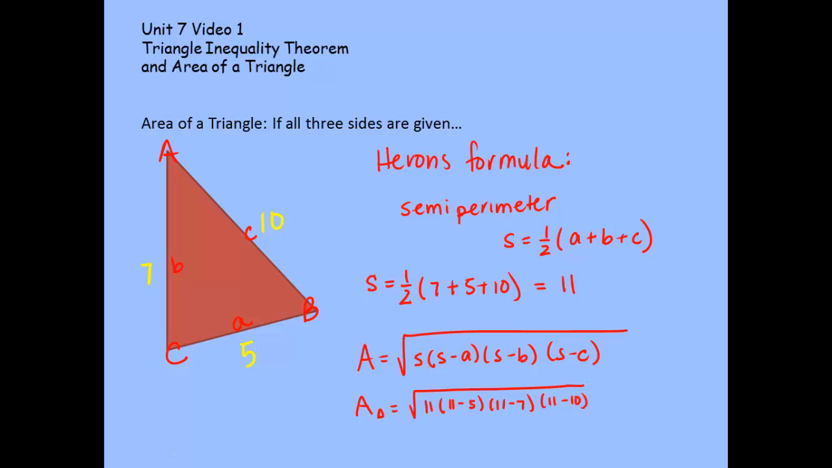Be very careful when entering that in the calculator. In fact, it might be easier to find the number underneath the radical before you go ahead and take the square root. So I'll give you a second here to calculate the area of the triangle using Heron's formula. I came up with approximately 16.25 if I were rounding to the nearest hundredth, units squared.